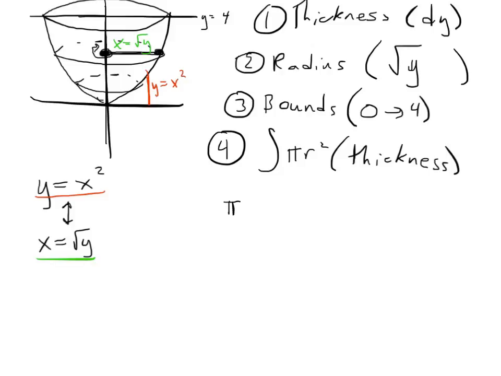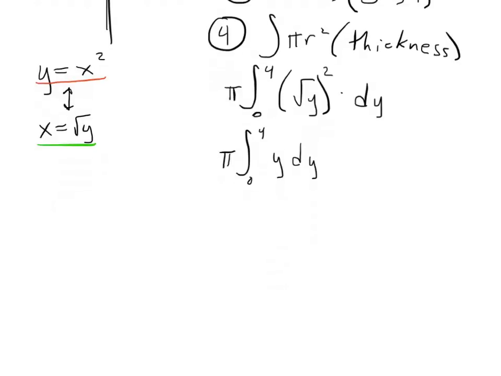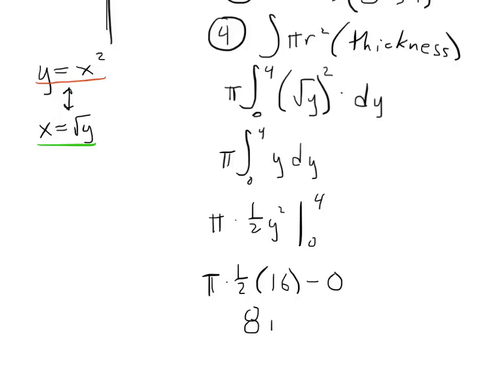So again, this is now pi, the integral from 0 to 4. My radius is the square root of y, conveniently squared, times the thickness, which is dy. This integral simplifies into just y dy. And then I can evaluate that. This is pi times 1 half y squared, evaluated from 0 to 4. So that's pi times 1 half times 16 minus 0. So in the end, the volume of the bowl searchlight shape thing is 8 pi.